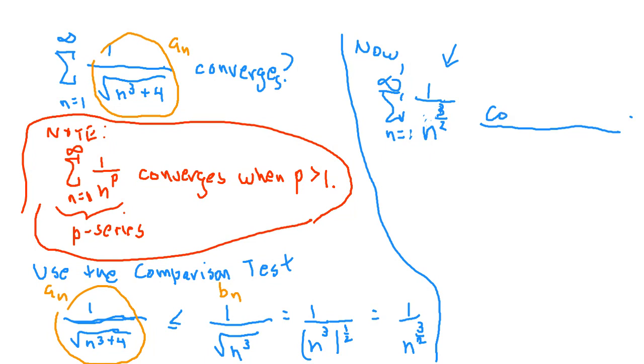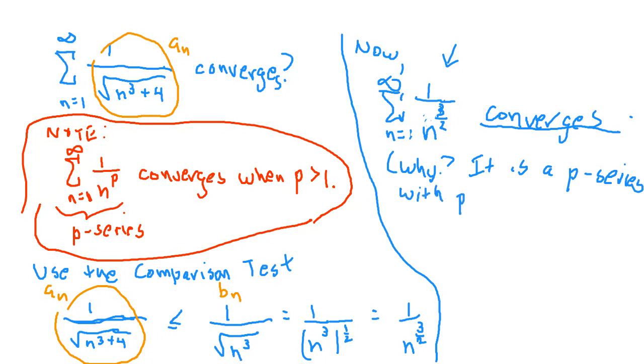It converges. That's right, Yonatan. That's right, Clay. It converges. Why? Because it is a p series with p equal to what value? What's p equal to? 1.5, or 3/2. Okay. Yep. And that's greater than 1. That's all you need to say.